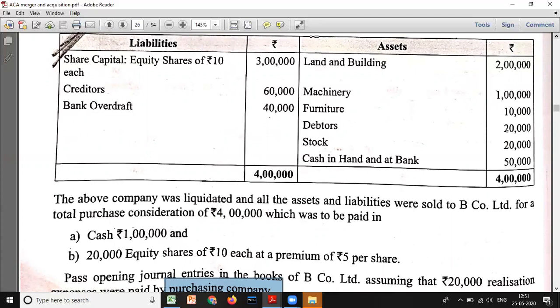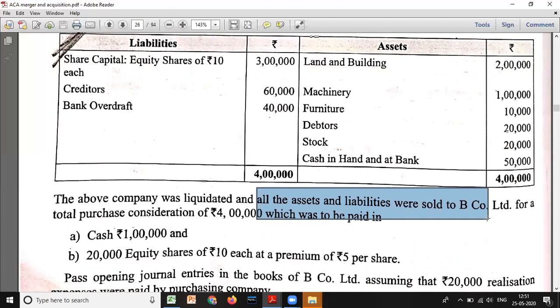The first condition is what? The first condition is all assets and liabilities need to be taken over. See, they are taking over all assets and liabilities. It is satisfied. It is okay. The first condition is satisfied, but you can't decide now itself because all the 5 conditions need to be satisfied.